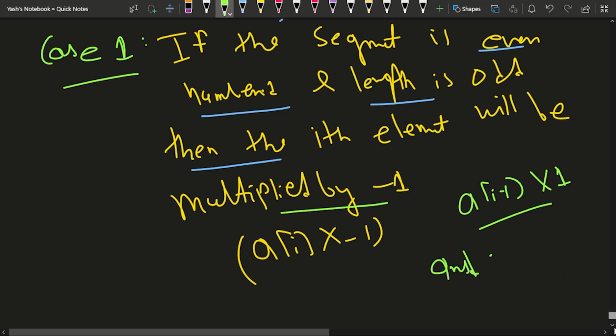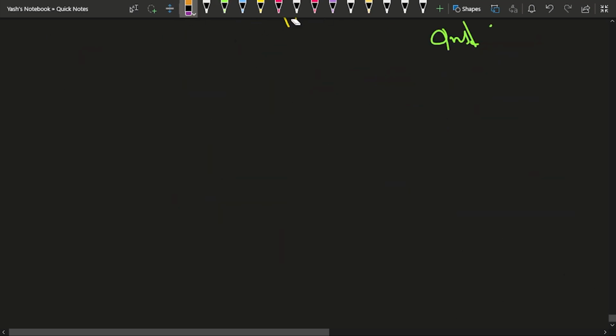Now there can be other cases as well. The second case I'm also explaining. I'm writing a table for you guys here. So in this case, what you can consider is the length of the segment, that is, the index. You can consider this index of the subarray.